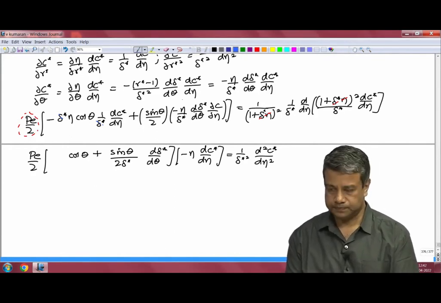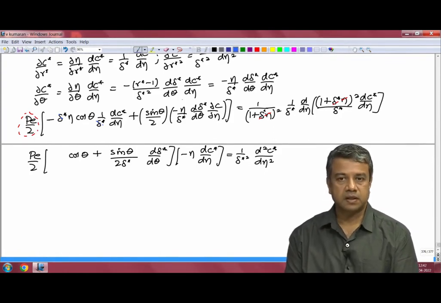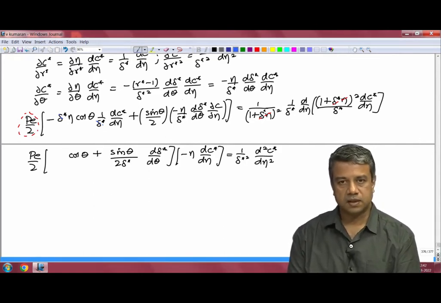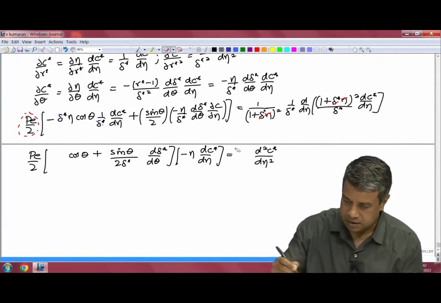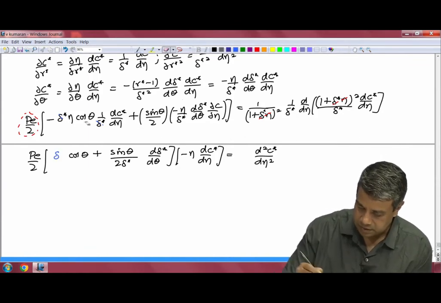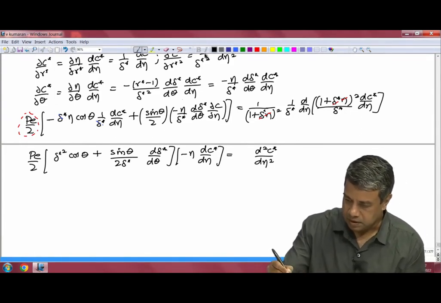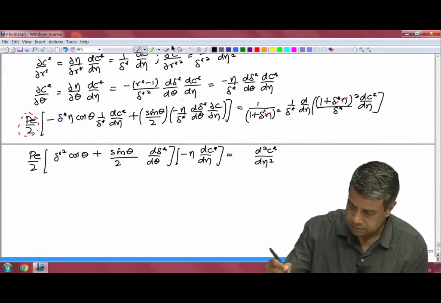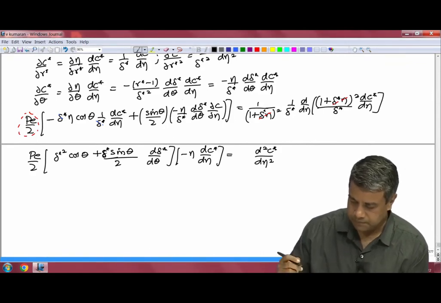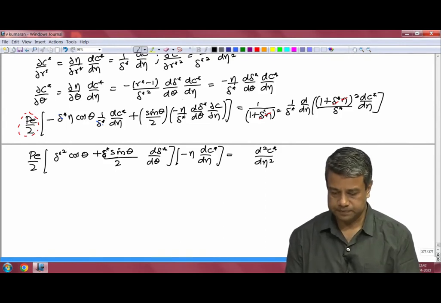So, this is the expression for the concentration field. And I can multiply throughout by delta square, so that the coefficient on the right side is 1. If I multiply throughout by delta square, then I will get a delta square here, and I will get a sin theta times delta over here, delta star sin theta by 2.